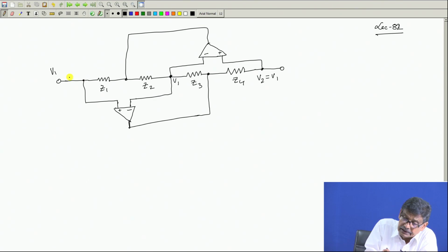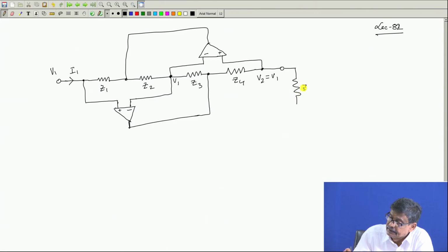Now, what we would like to do is find out the impedance seen by this circuit, and what we will be doing here is that we will connect another impedance here, say Z5, which is grounded. Okay. So, all the potentials are with respect to this, as V1, I1.